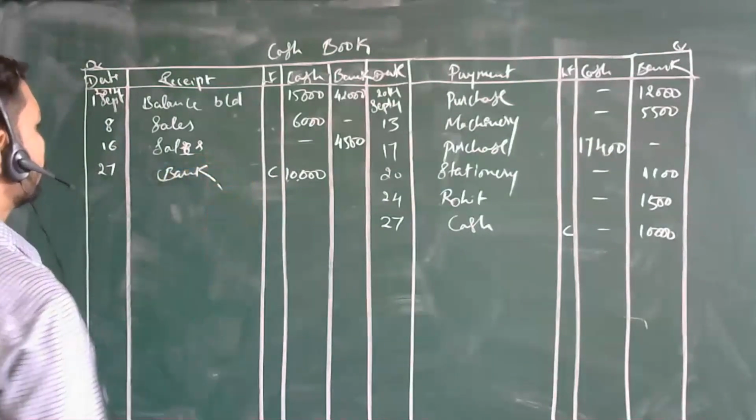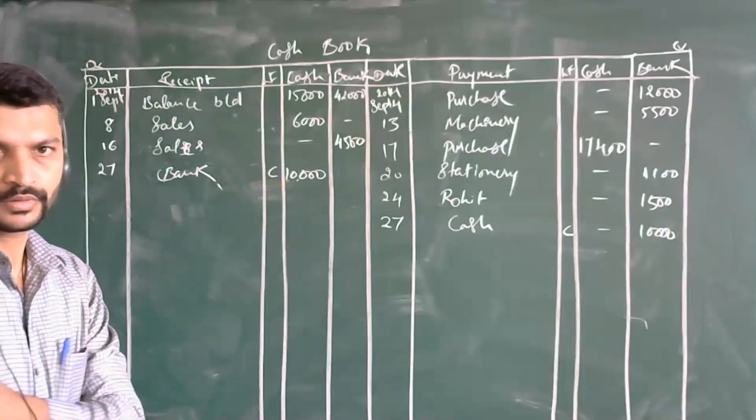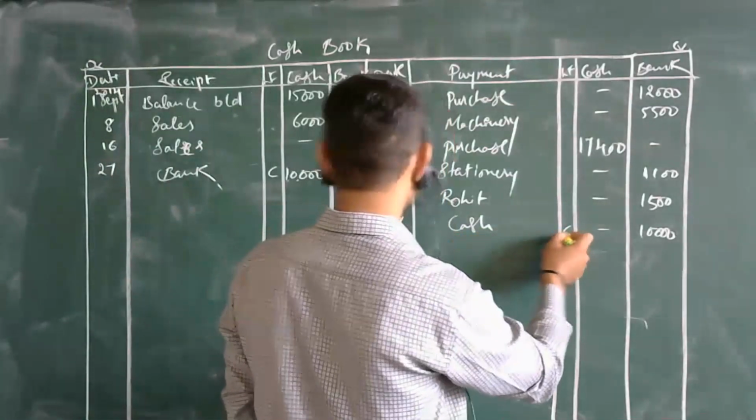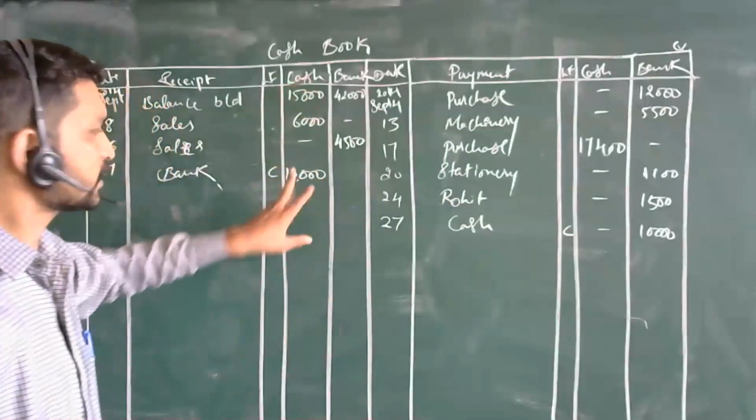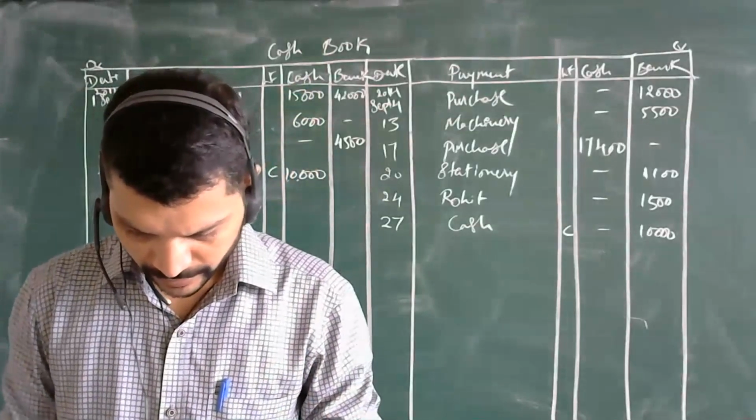Bank. Okay. Means what? You are having this cash in hand now. Here you are having this cash. You have withdrawn from your account and you have kept in hand. So cash in hand it is. Okay. So here it is. Then which are the entries over here?